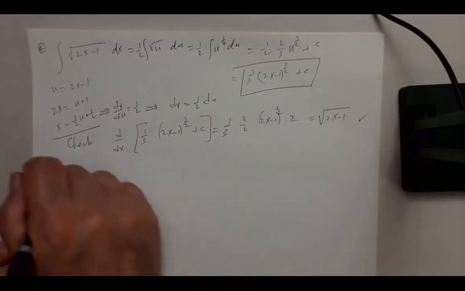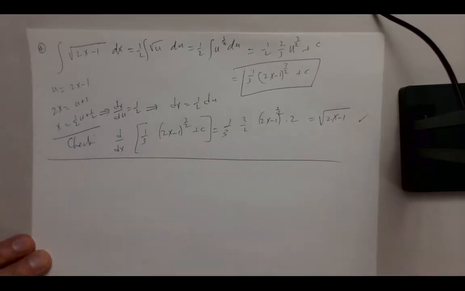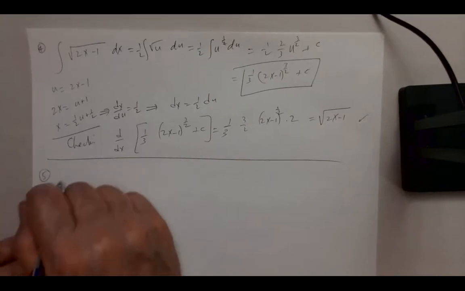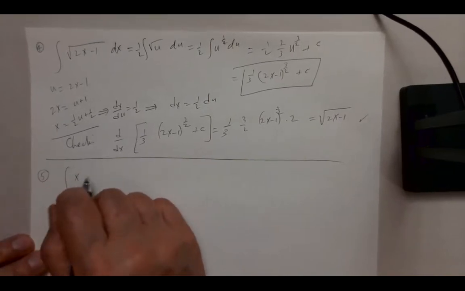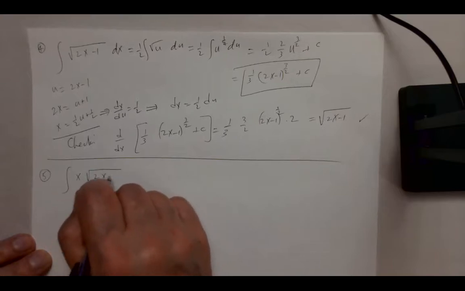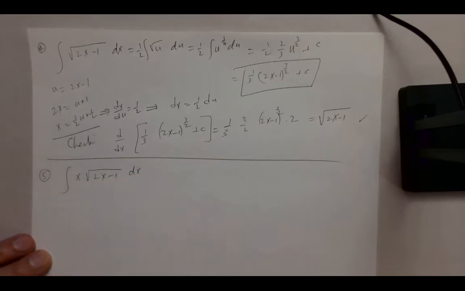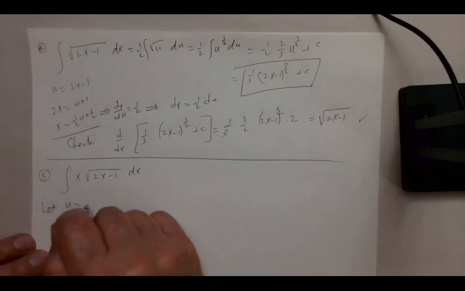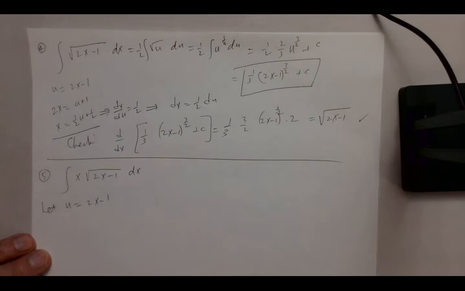Let's make it a little more complicated. Suppose we have the integral of x times the square root of 2x minus 1 dx. We're going to use the same method or technique or trick that we did a moment ago, because I don't like this 2x minus 1 under the square root sign. Suppose I let u equal 2x minus 1, just as I did before.